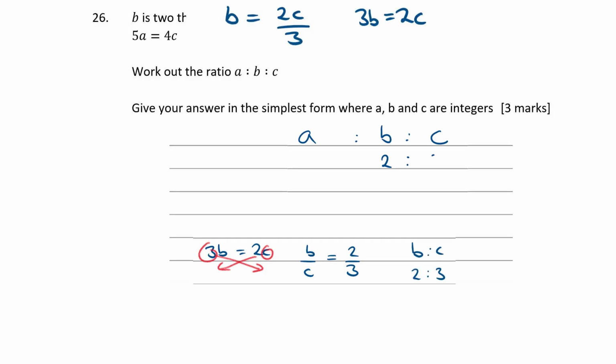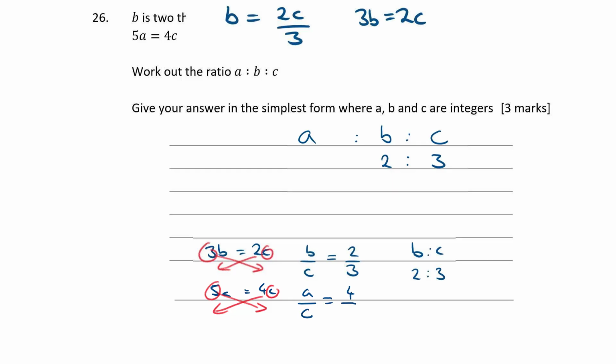So if b is 2, then c is 3. We do the same thing with the other one. 5a equals 4c. So I start with 5a equals 4c, and I rearrange it the same way. So cross multiply that c down there, cross multiply that 5 down there. I'm going to get a over c equals 4 over 5. In other words, the ratio of a to c is equal to 4 to 5. So that means if c is 5, then a is 4.